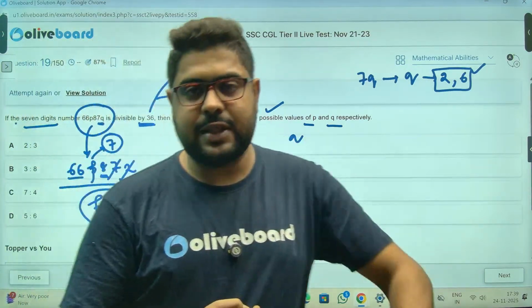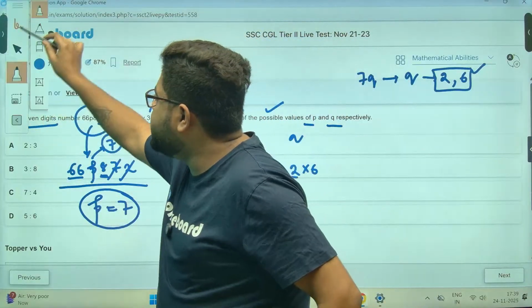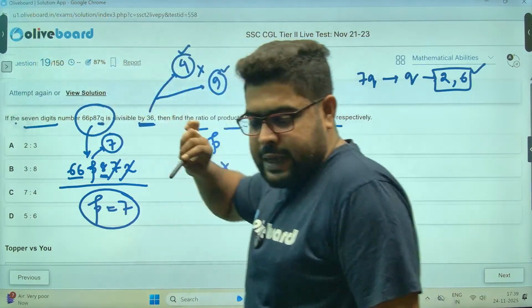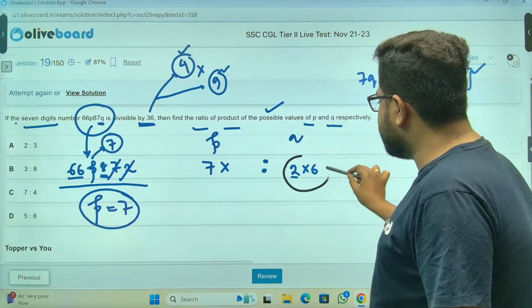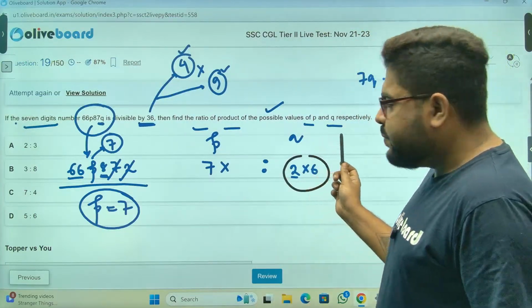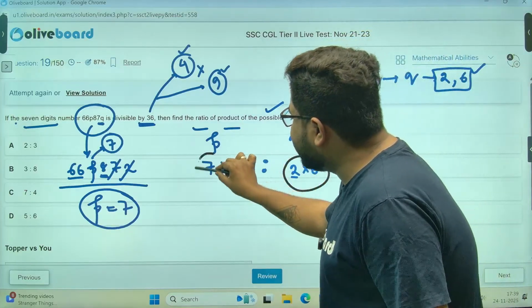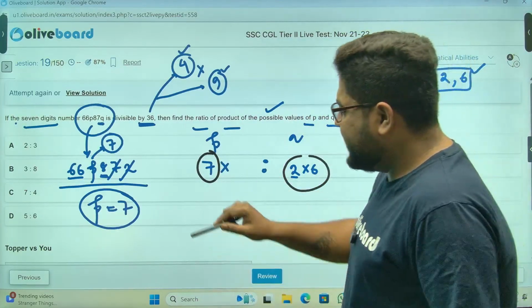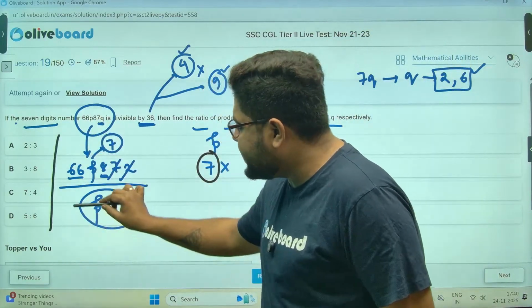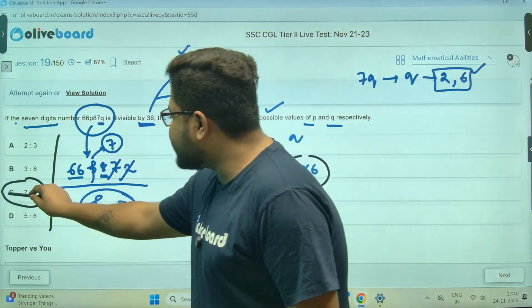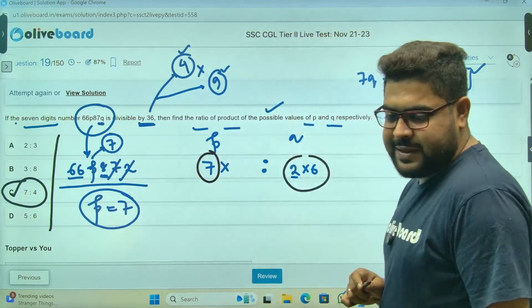But I have seen one thing. Once I found 7, which is a prime number, and I also know in the right hand side there are no multiples of 7, 2 and 6. Nothing is divisible by 7. So that means this 7 will not cancel. Check the options. I can see there is only one option where the 7 is not cancelled. So that has to be my answer. I can skip the second step.